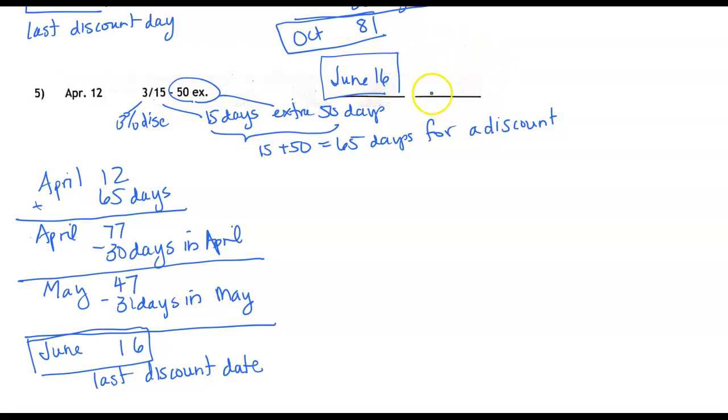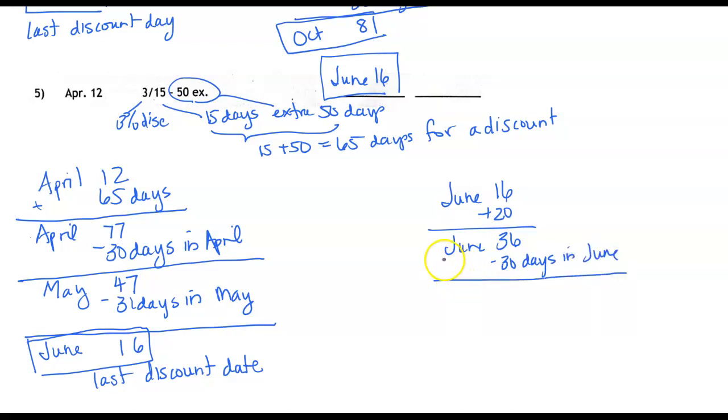For that net payment date, when we're not given the net information, we just add 20 days after our last discount date. And I get June 36th, which doesn't exist in our calendar. So using my knuckles, I find out that June is in a valley. That means there's 30 days in June. And that gets me to the next month, July, and there would be 6 days into the next month. So July 6th is our net payment due date.